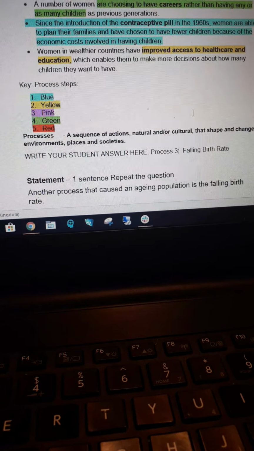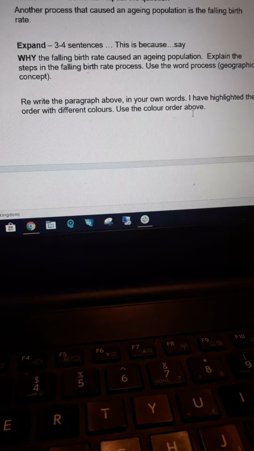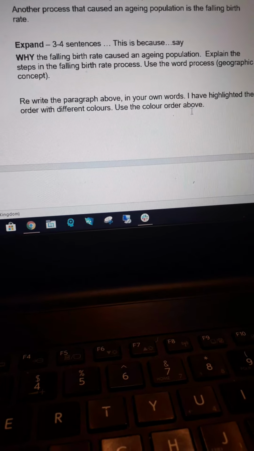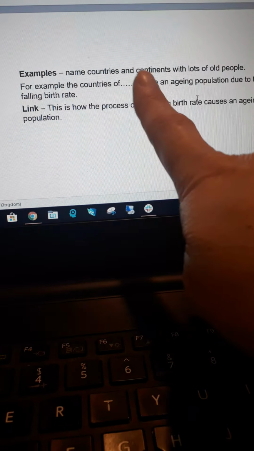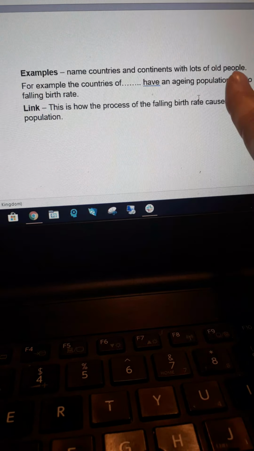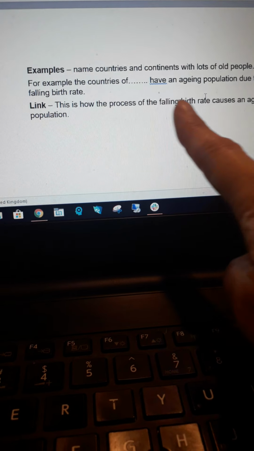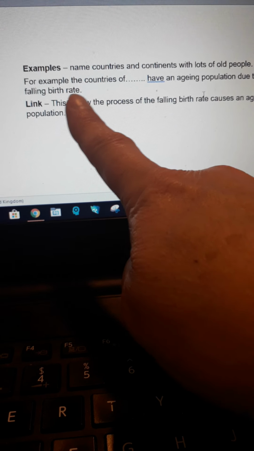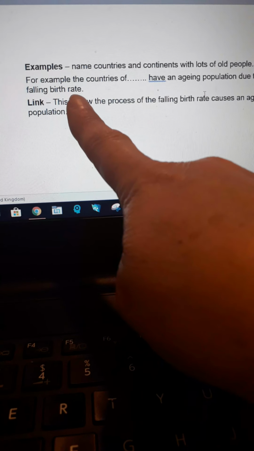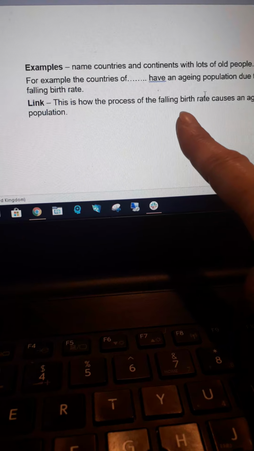All right, so those are the steps that you need to talk through in your own words. Don't cut and paste that. You have to put those in your own words. Rewrite it in your own words. Remember to name countries and continents that have lots of old people again. For example, the countries that of da-da-da have an ageing population due to the falling birth rate. You need to link the process of the falling birth rate to the ageing population to finish that paragraph.